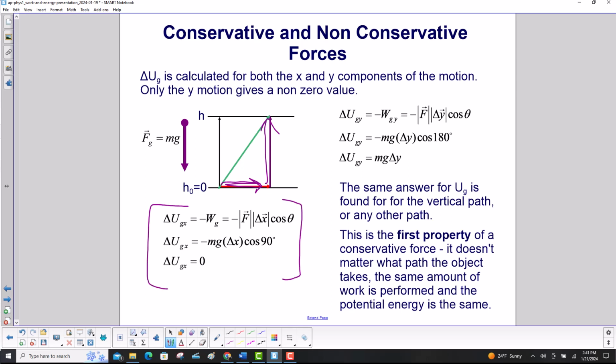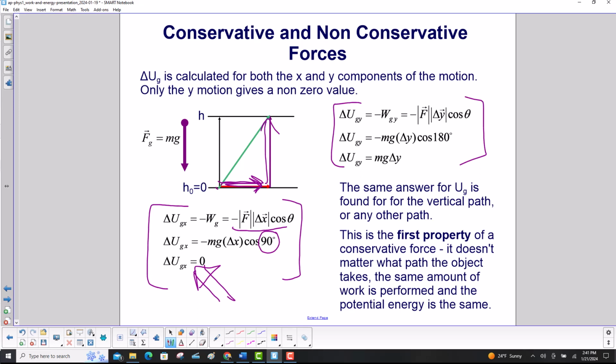Change in potential energy is minus the work done by the gravitational field. We put in F delta x cosine theta. We have 90 degrees. The gravitational force is down, and we have lateral motion here. That angle between them is 90 degrees. There is no change in potential energy as you move laterally. However, if you move in the y direction, you get mg delta y.